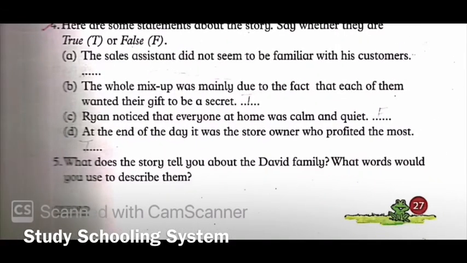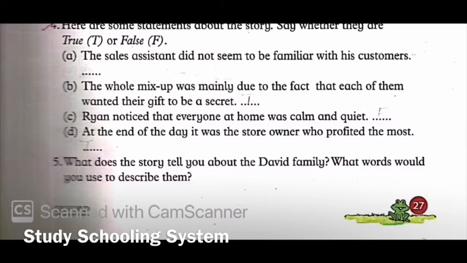Now come to the last question, number 5. What does the story tell you about the David family? What words would you use to describe them? So here we just have to use adjectives to describe this family. There are 4 family members, but what is their nature?